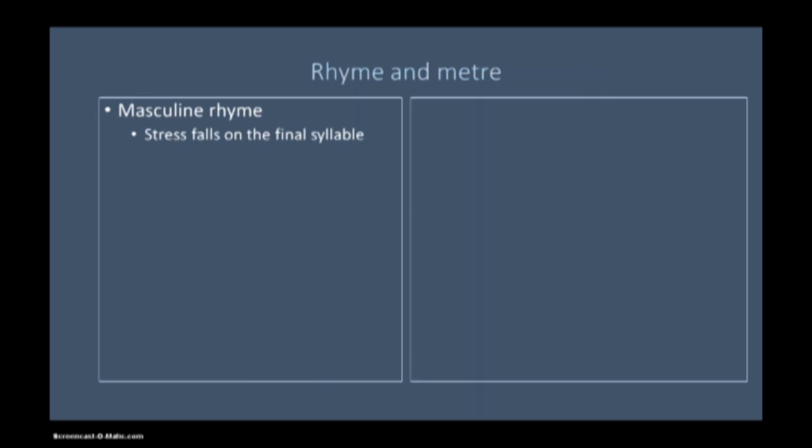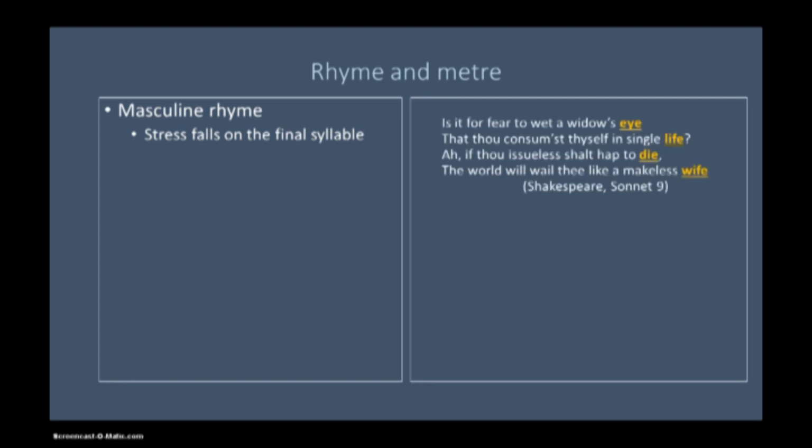Another quirk when it comes to metrical analysis involves rhyme, and the difference between so-called masculine and feminine rhymes. A masculine rhyme is the most usual kind of rhyme in English, and it's one in which the stress falls on the final syllable, as in the first quatrain of Shakespeare's Sonnet 9, where, as you can see, the final word of each line merits a stress: I, life, die, wife.